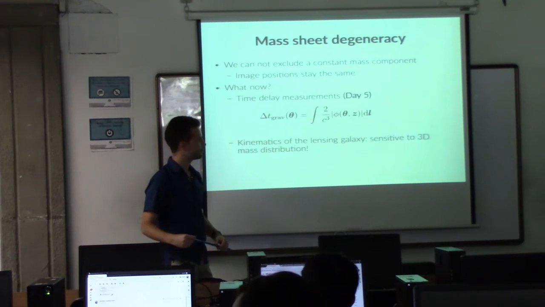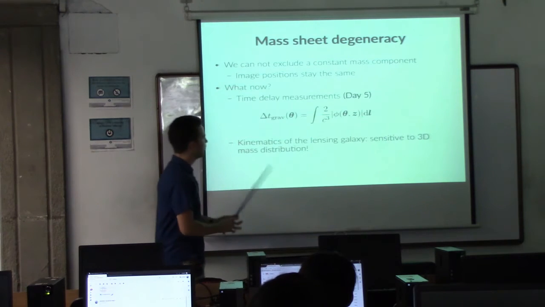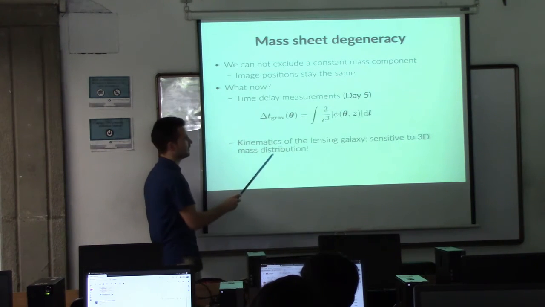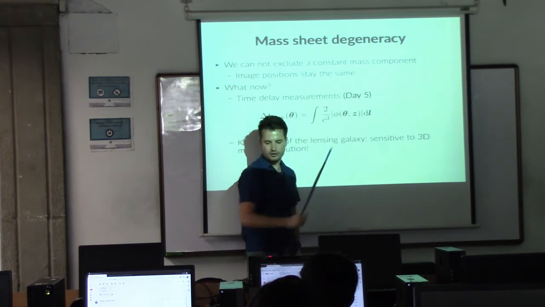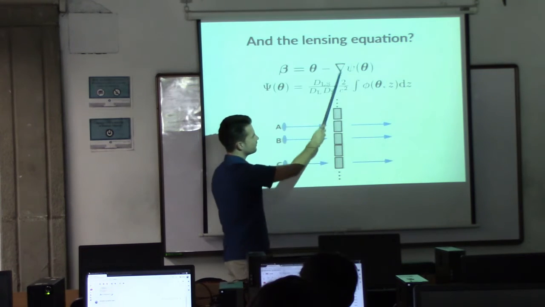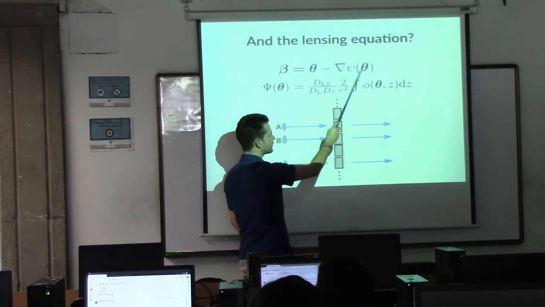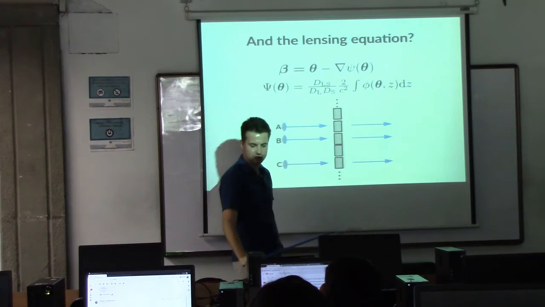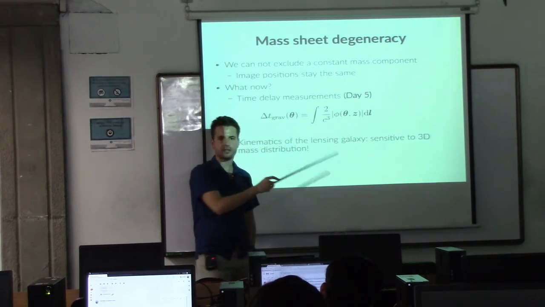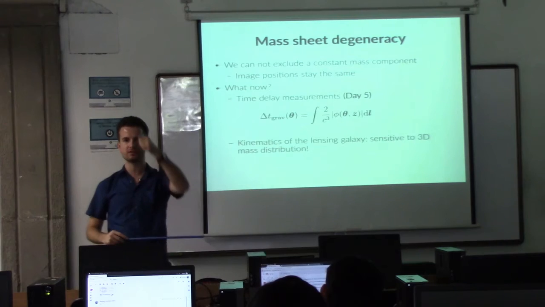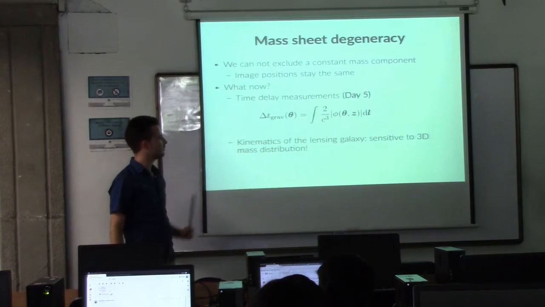So how can we do it? One option is to use the time delay, because the gravitational time delay is proportional to the absolute value of the potential. Here we have the gradient, and if you add a constant to the function and then take the gradient of it, the result doesn't change. But the absolute value and the time delay will. So if we can measure the time delay between the different images of the lens, we can break this degeneracy.